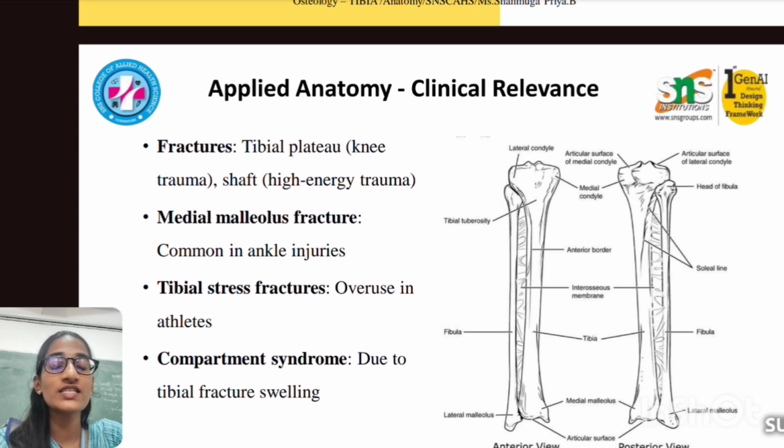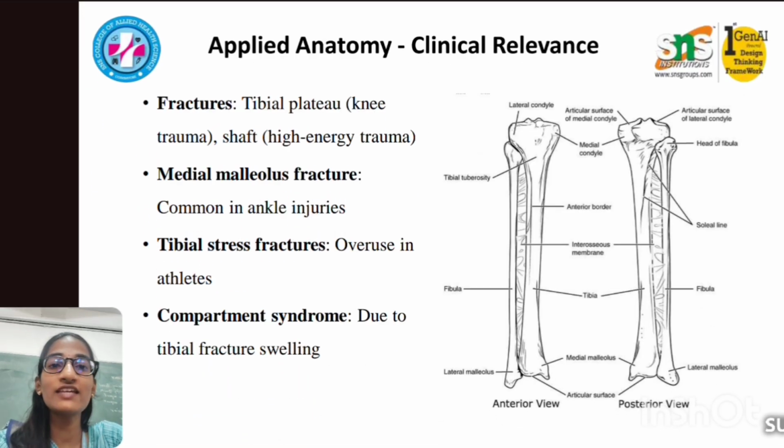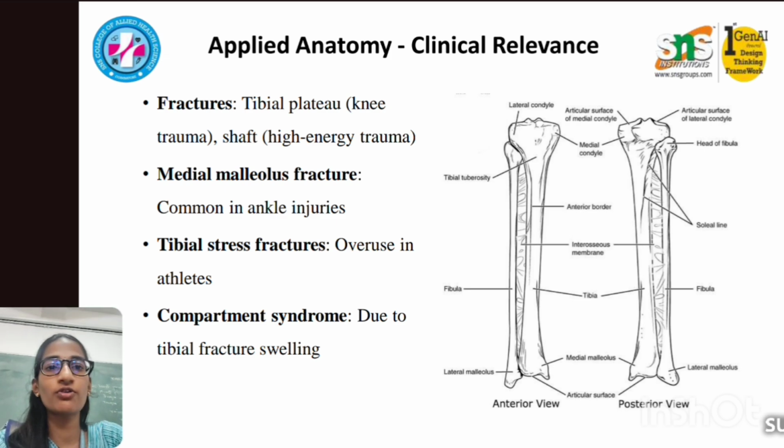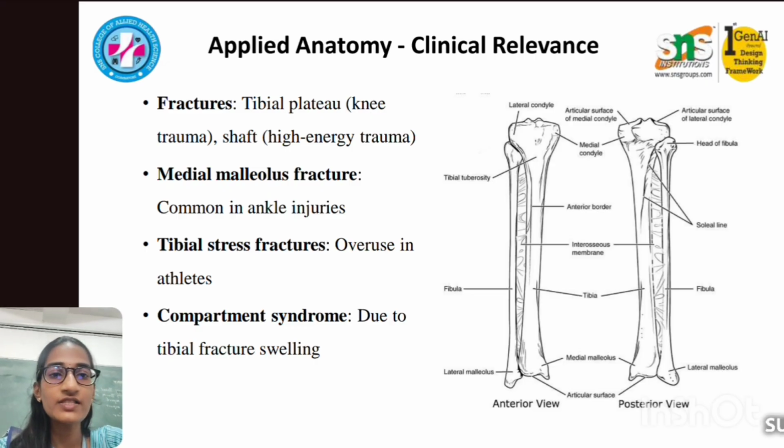Clinical relevance is that fractures mainly occur at the tibial plateau due to knee trauma, and fractures in the shaft are due to high energy trauma. Medial malleolus fractures are common in ankle injuries, and tibial stress fractures occur from overuse in athletes. Compartment syndrome is due to swelling from the tibial fracture.